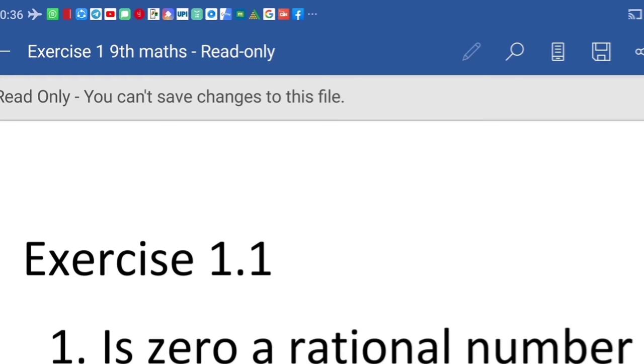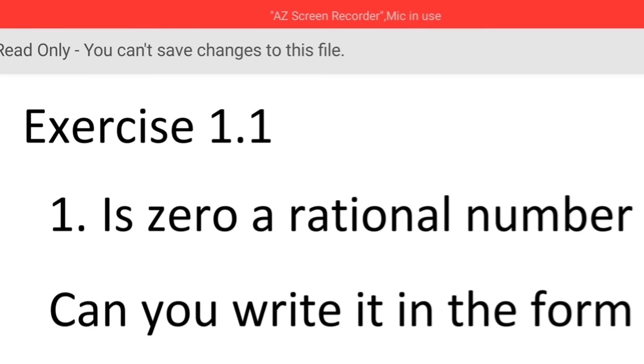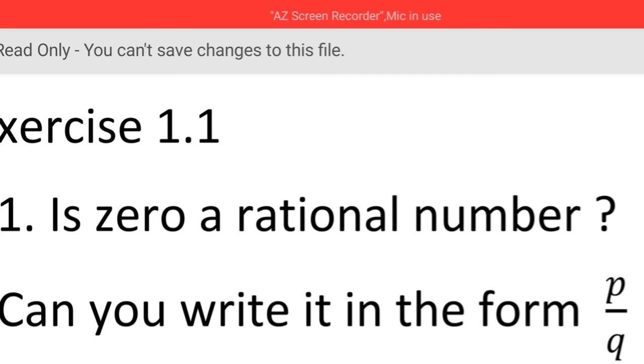Exercise 1.1. First question: is 0 a rational number? Can you write it in the form of P by Q?